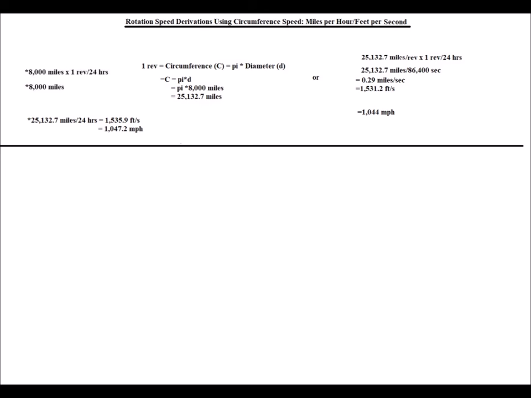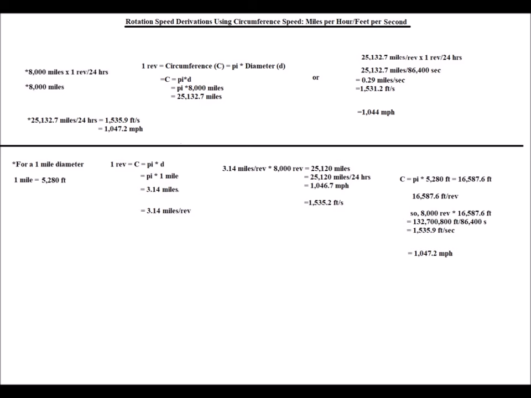So one revolution in 24 hours equates to 0.29 miles per second, or 1,535.9 feet per second. For a 1 mile diameter, the circumference is 16,587.6 feet. We know that a 1 mile diameter disc would have to revolve 8,000 times in 24 hours. So 8,000 times that number yields 132,700,800 feet divided by 86,400 seconds, which equates to, again, 1,535.9 feet per second.